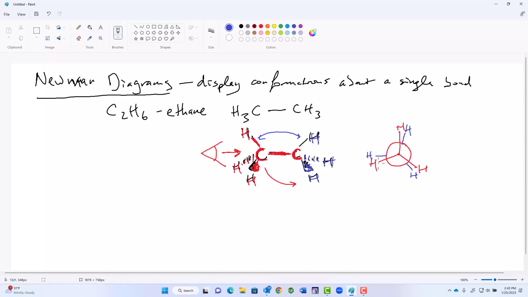So this would be what we call our Newman diagram. Our C's are directly behind one another. There's a C here in the front, and there's a C there in the back. We have our three H's in the front and our three H's in the back.